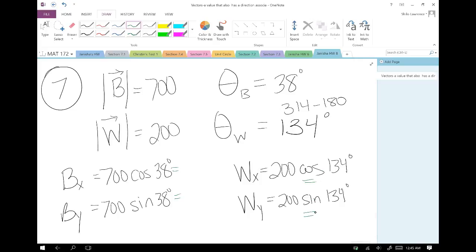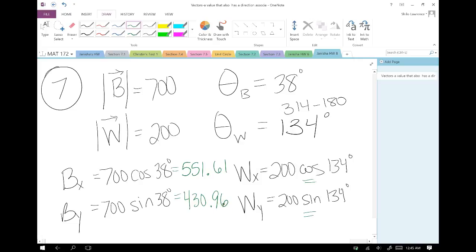So 700 cosine 38. I've got 551.61. And then if we switch that to sine, I get 430.96.